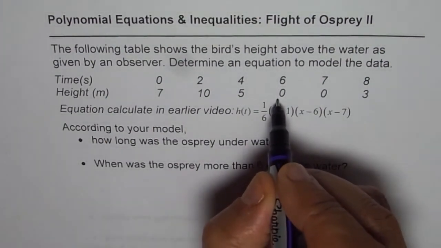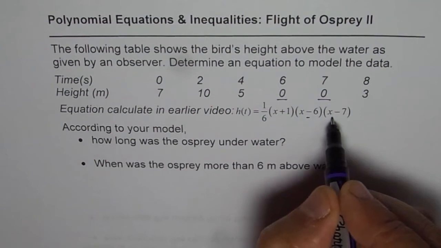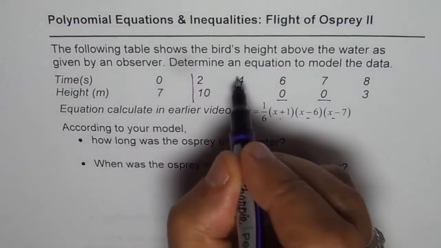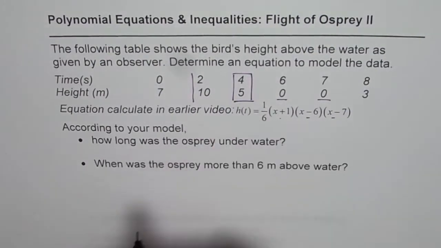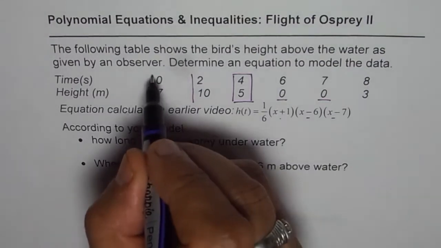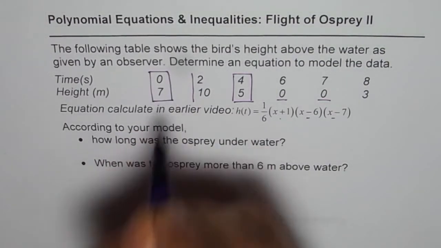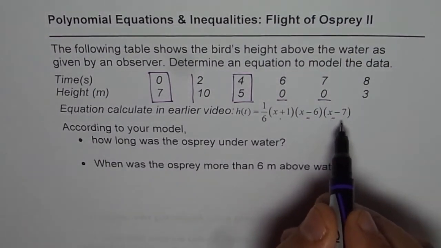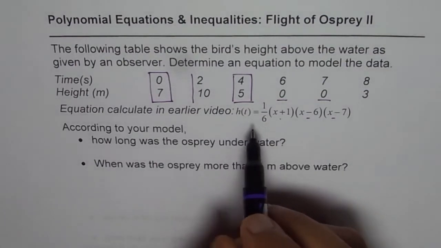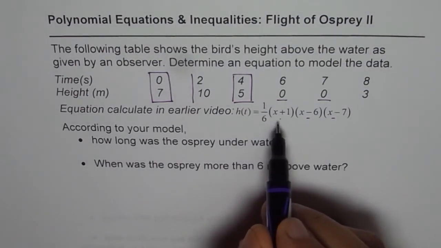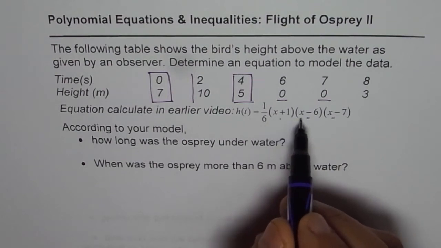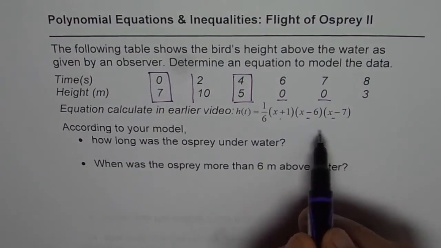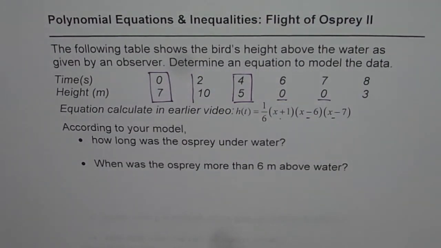The points which we used were these two x-intercepts, giving rise to these two factors. The third factor we found with the help of another point, and we utilized (4, 5). To find the value of a, we also utilized (0, 7), the y-intercept. So from these 4 points, we got a polynomial of degree 3, the cubic equation, and h of t is calculated as 1/6 times (x plus 1) times (x minus 6) times (x minus 7). Now we'll utilize this model in answering other questions.